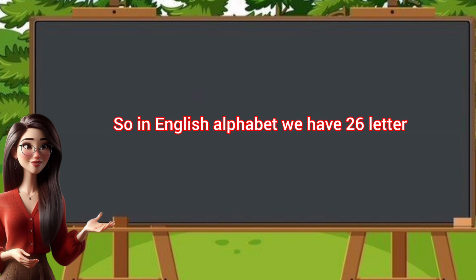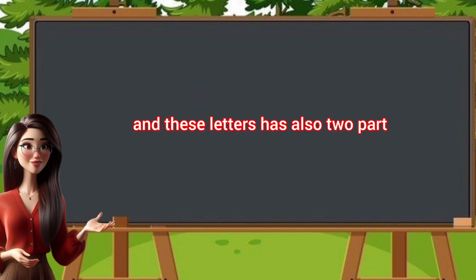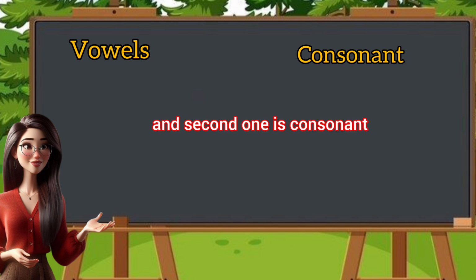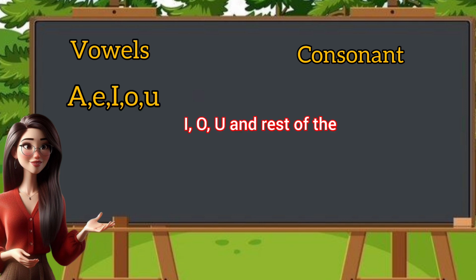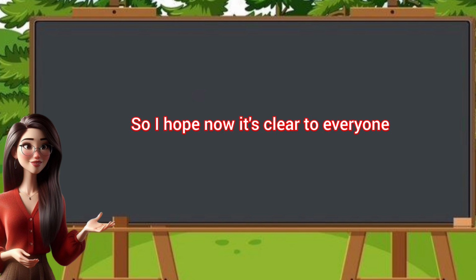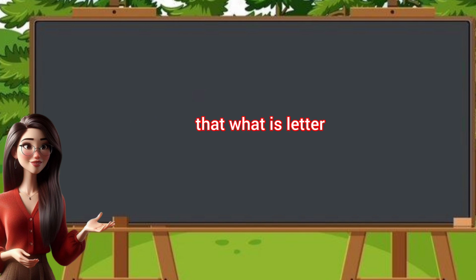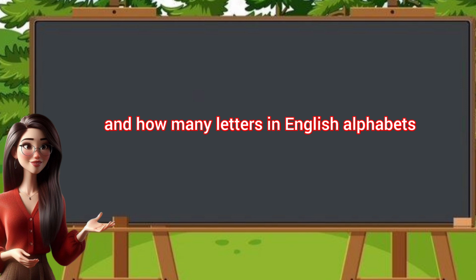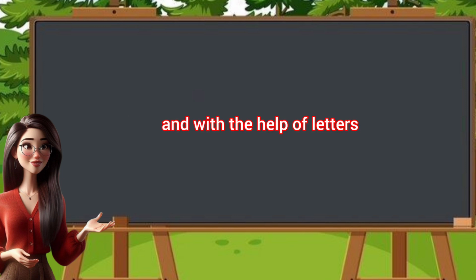So in the English alphabet we have 26 letters, and these letters are also divided into two parts. The first part is vowels and the second is consonants. We have five vowels. These are A, E, I, O, U, and the rest are consonants. There are 21 letters of consonants. So I hope now it's clear to everyone what a letter is, how many letters there are in the English alphabet, and how we can make words with the help of letters.